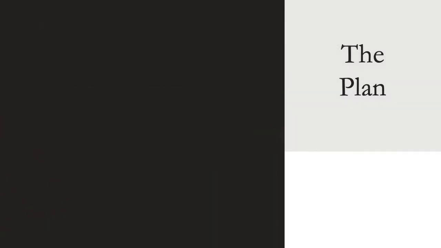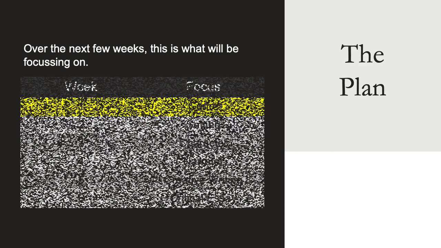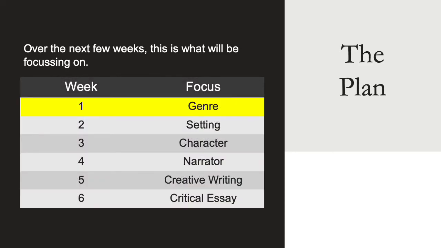So, just to remind everybody of the plan for the next few weeks, this is what we're going to be focusing on. We've already started looking at genre. We're going to talk about genre again today, and then next week we'll talk about setting. Then we've got character in week 3, narrator in week 4. Hopefully, by that point, we'll have finished reading the book. Week 5, we're going to talk a little bit about doing some creative writing, and then in week 6, we will finish up with a critical essay.